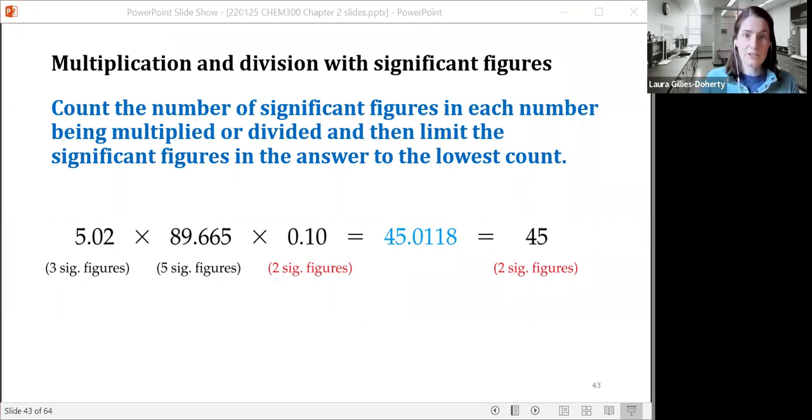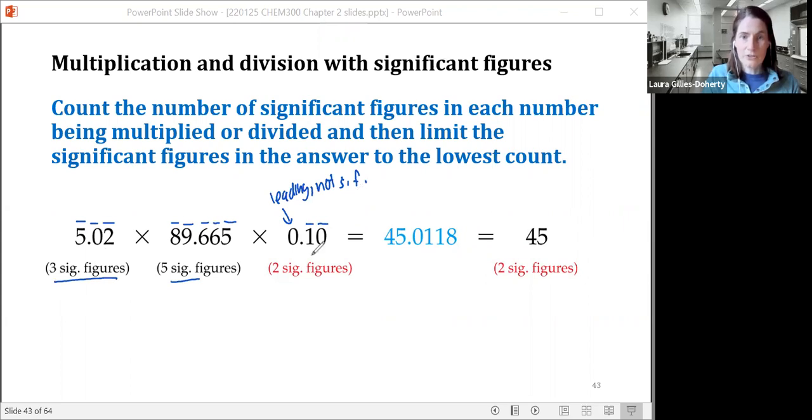So what you do with multiplication and division is you count the number of sig figs in each value that you're multiplying or dividing. So here we have 1, 2, 3, 3 sig figs. Here we have 1, 2, 3, 4, 5, 5 sig figs. Here we have 1, 2, 2 sig figs. Right? This is leading, so it's not a sig fig.